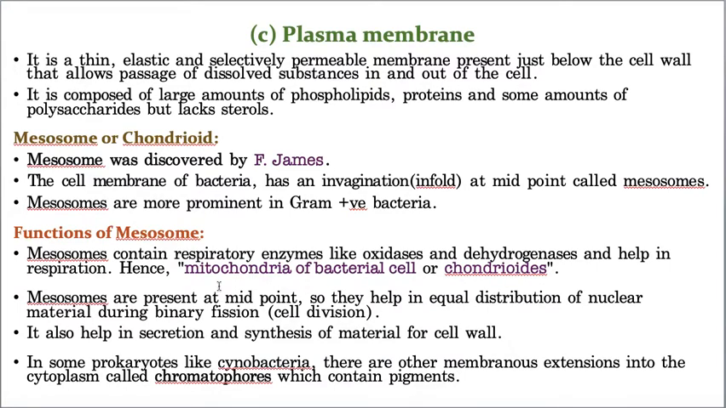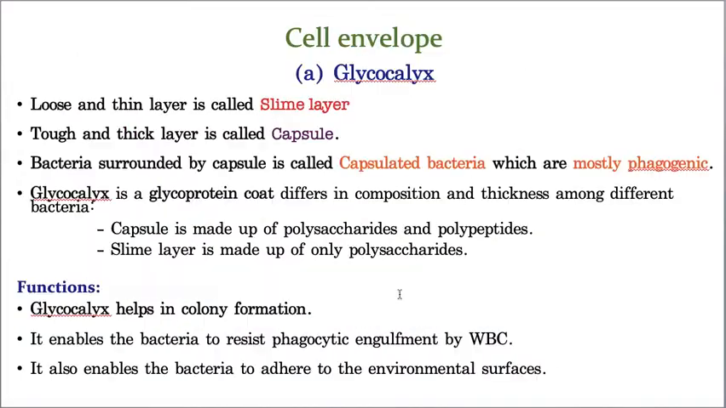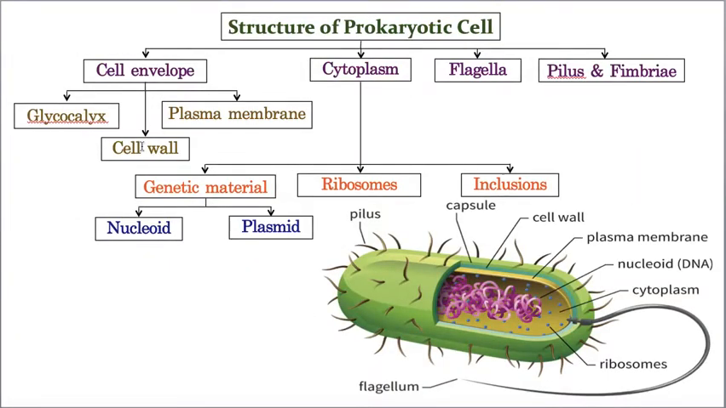And in some prokaryotes, especially photosynthetic prokaryotes like cyanobacteria, you can see membranous extensions arranged into the cytoplasm, which are also called chromatophores, consisting of the photosynthetic pigments. Okay, now these are the functions of mesosomes. With this we completed the first part of the bacterial cell, the cell envelope. We completed glycocalyx, cell wall, and now the plasma membrane.